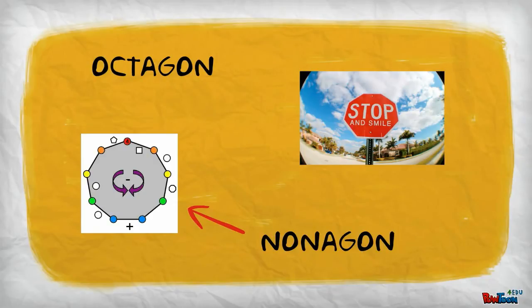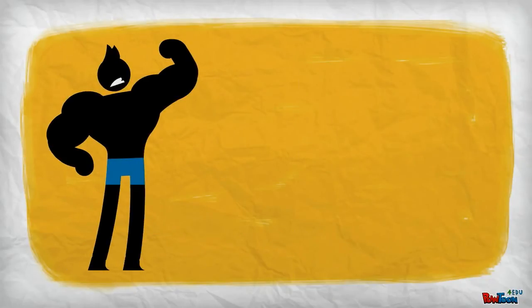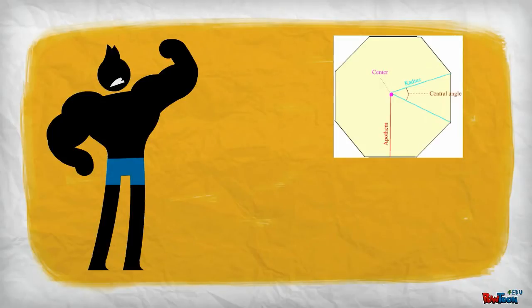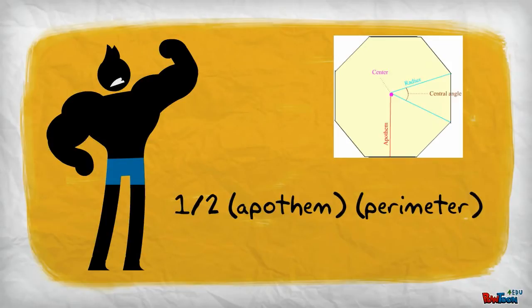a 9-sided shape. By the way, if you want to be smart in math, the area of a regular polygon, so a multilateral, remember that word, shape with equal lengths and equal angles, is 1/2 the apothem, which is the radius of the circle inside, times the perimeter. Ask your math teacher. But I digress.